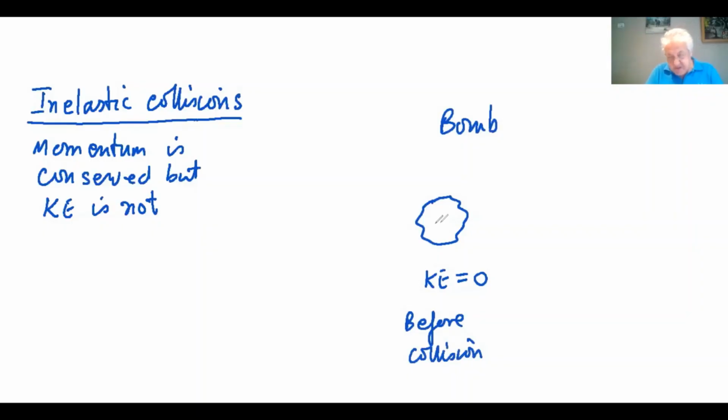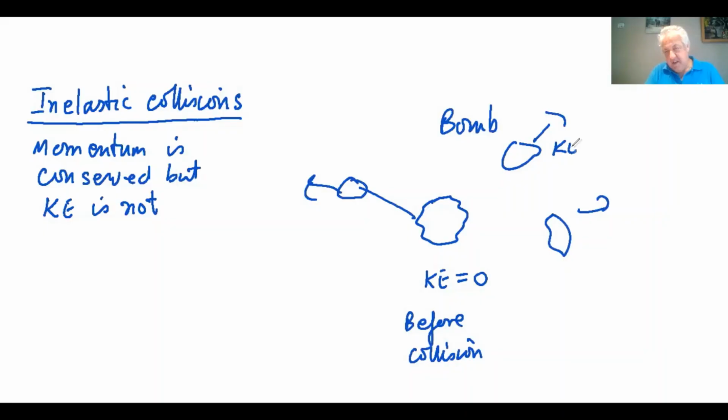Now the bomb explodes. There can be some kind of chemical reaction or whatever happens. But the chemical energy, or if it's a nuclear bomb, the nuclear energy, gets converted into kinetic energy. So the thing explodes, and then the fragments of the bomb fly everywhere. So you can see there's K here, there's K here, and there's K here.